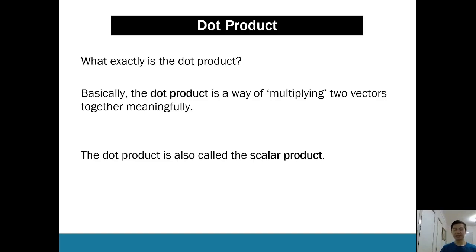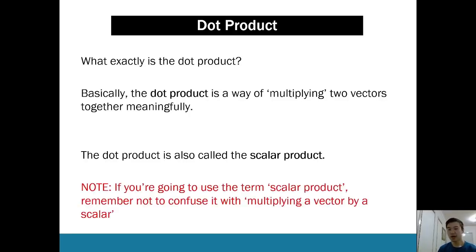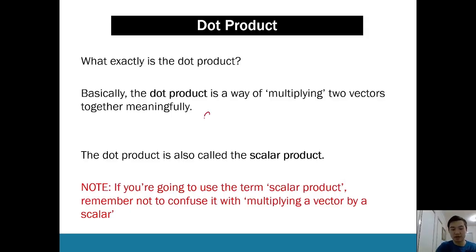So the dot product is sort of like a meaningful way of multiplying two vectors together. Another word for the dot product is the scalar product. The dot product is also called the scalar product because when you do the dot product, you just result in a number. It just gives you a scalar. So be careful. Don't confuse scalar product with multiplying a vector by a scalar. They're different things. The scalar product is a dot product, whereas multiplying by a scalar is just multiplying a vector with a scalar, as its name suggests.